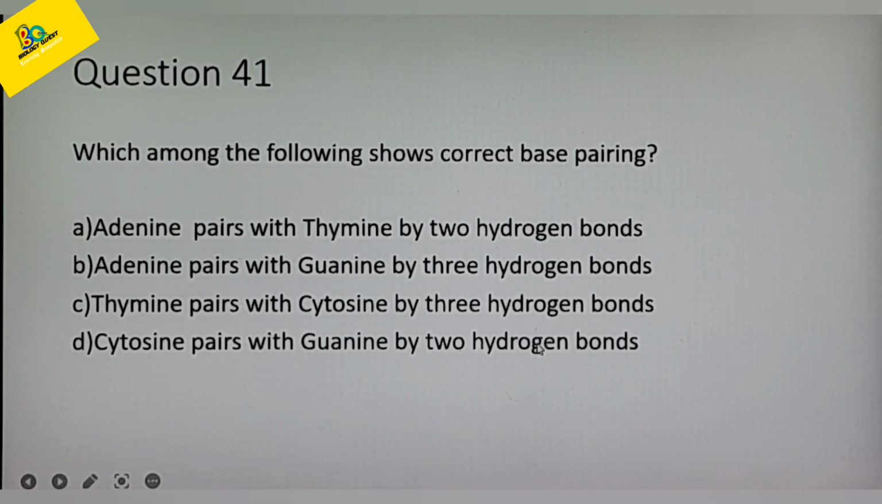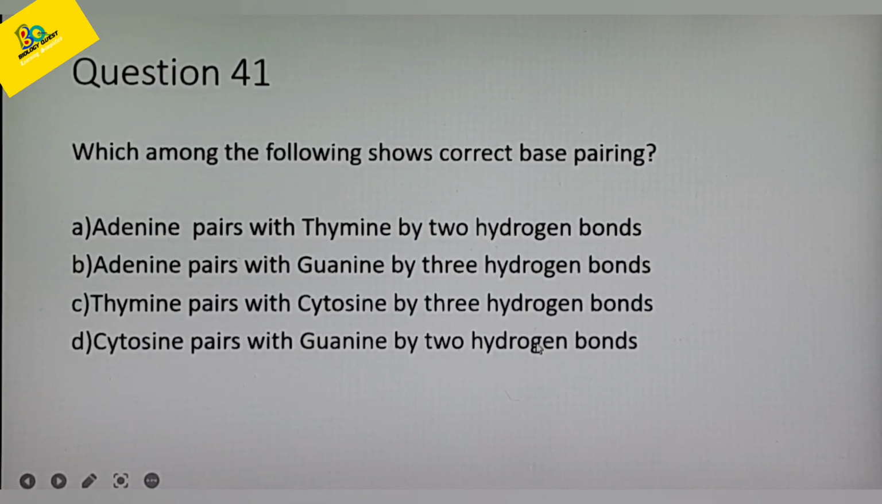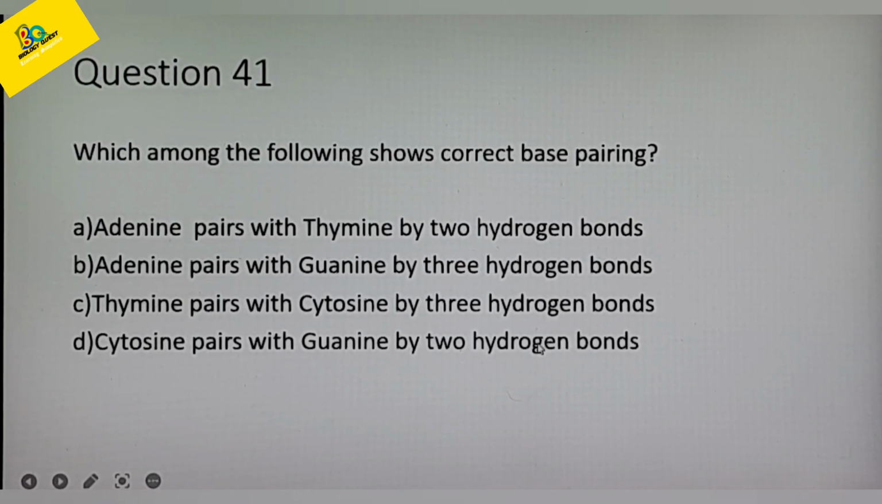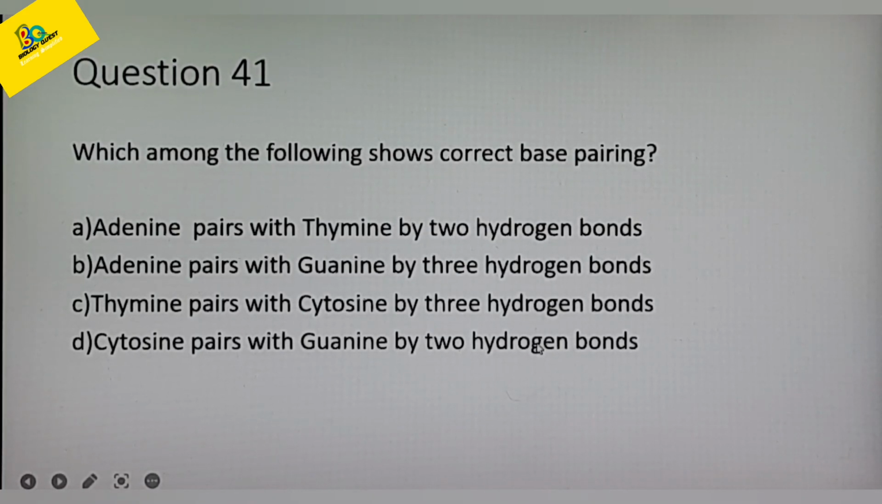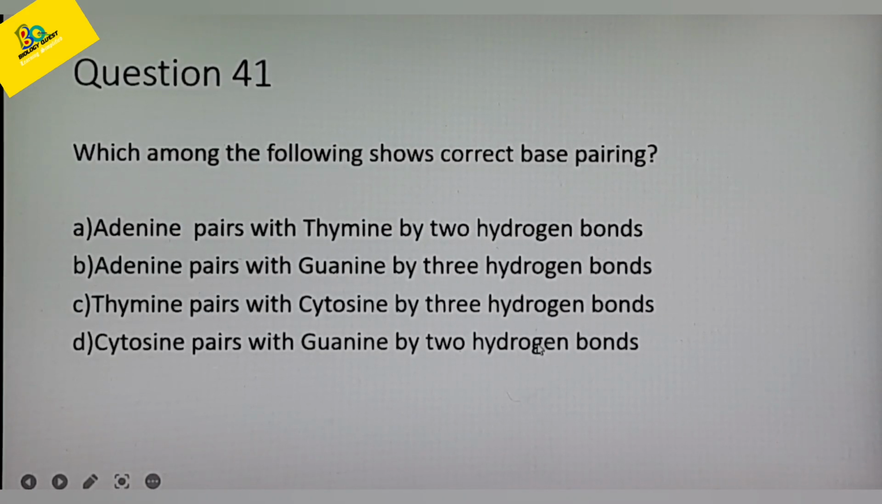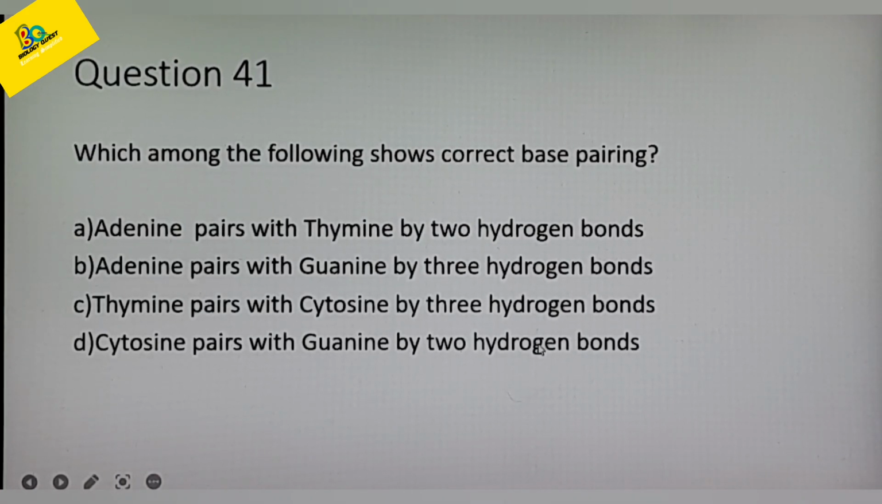Options are A, adenine pairs with thymine by 2 hydrogen bonds, B, adenine pairs with guanine by 3 hydrogen bonds, C, thymine pairs with cytosine by 3 hydrogen bonds, D, cytosine pairs with guanine by 2 hydrogen bonds. So looking at the options itself, we can see B, C and D are wrong options. Adenine always pairs with thymine. Adenine cannot pair with guanine. Thymine cannot pair with cytosine.